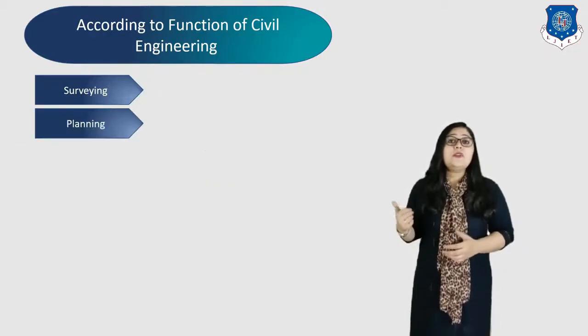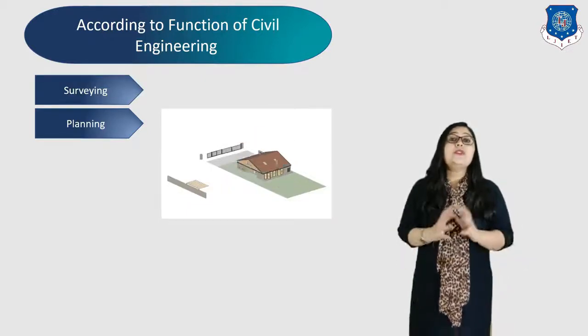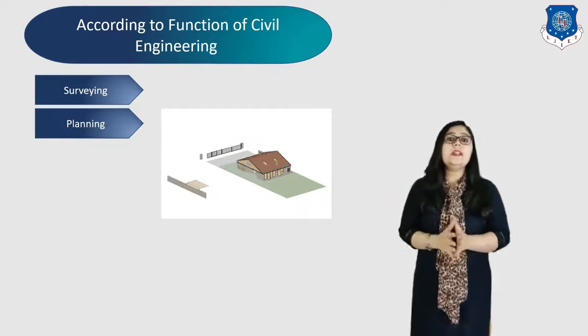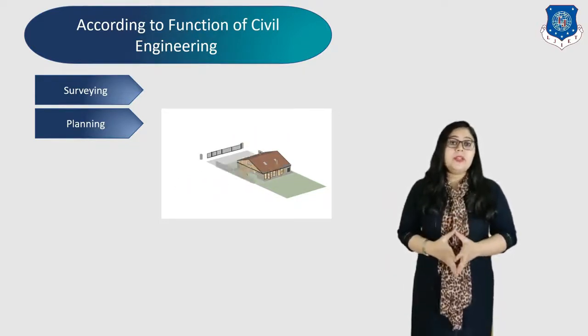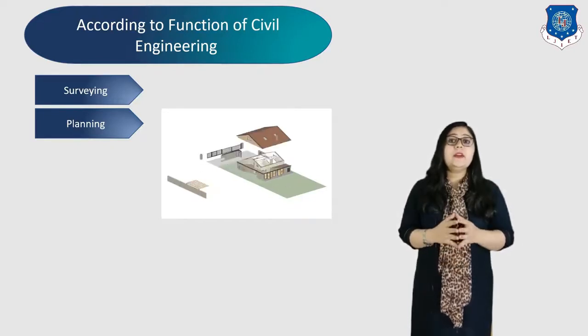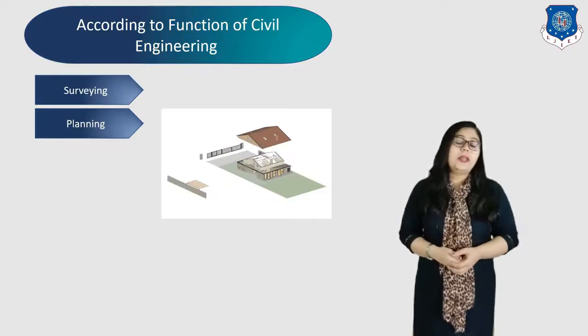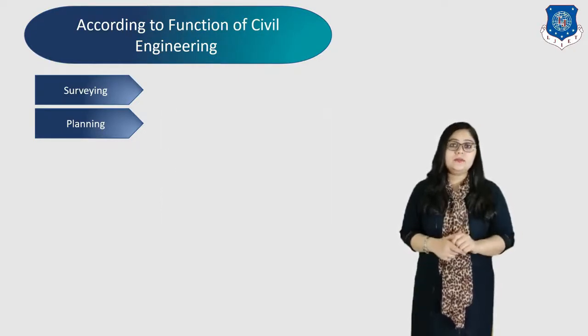Second is planning of a residential building. For that, planning of different units according to their functions should be done. Say for example, buildings are constructed to create living space and roads are constructed for transportation of vehicles over them. So according to that, we have to plan the structure.